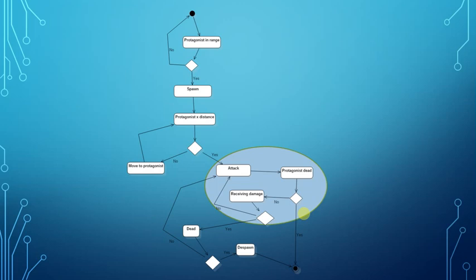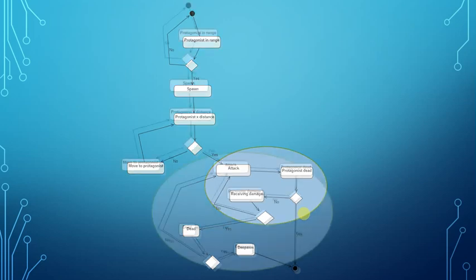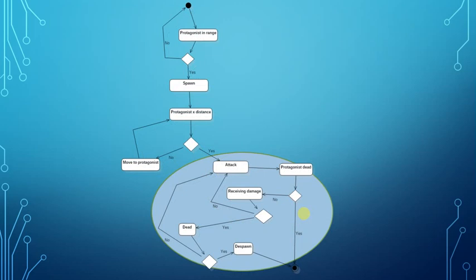If not, they enter a loop where they check if the antagonist is receiving damages. If not, they attack and check if the protagonist has died. If not, they check if they are receiving damages, and so they go into this loop until they start receiving damages, and then they enter another loop where they check if they have died. If so, they despawn and the game is over for the antagonist.